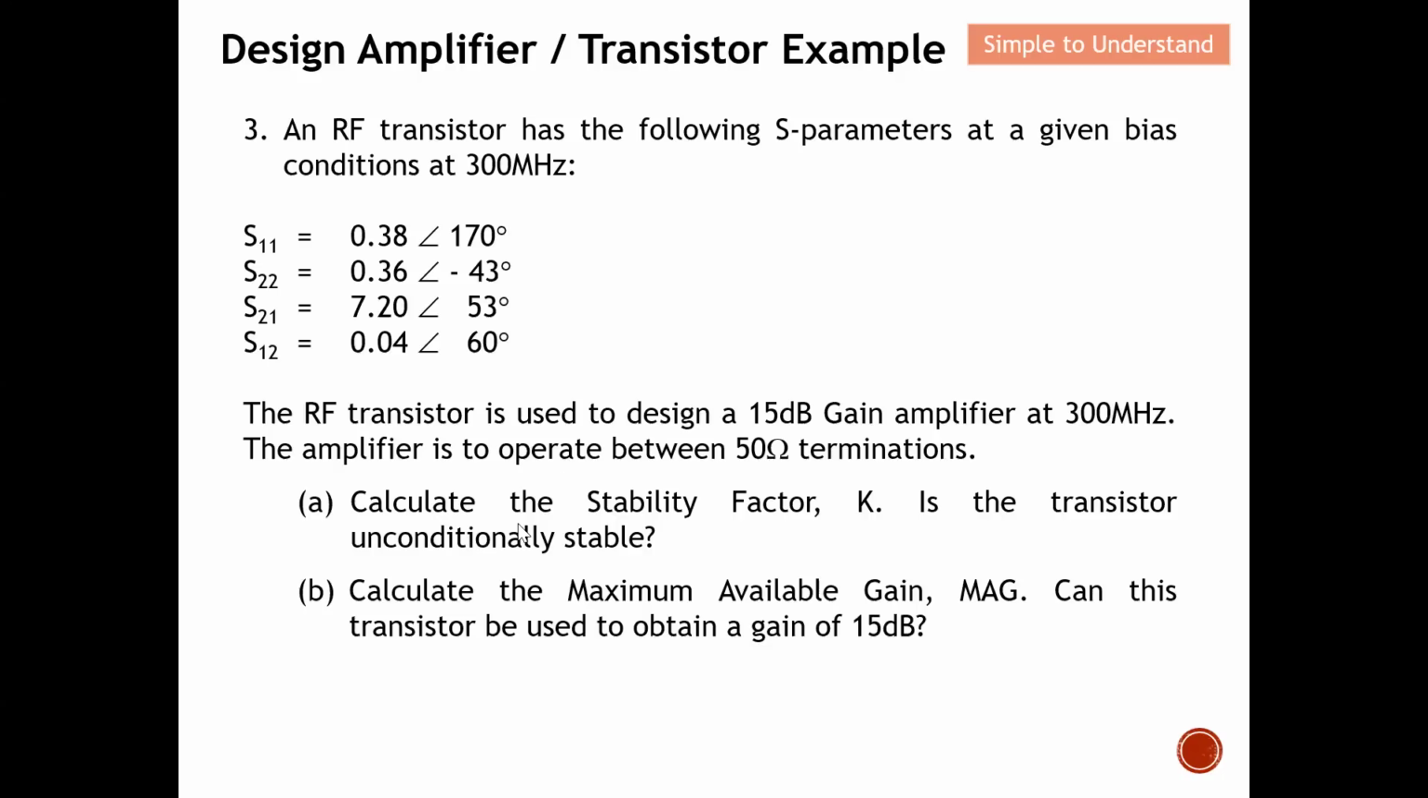Firstly, we need to determine whether the transistor is stable or not. So we need to calculate the stability factor. Once we calculate the stability factor, we will be able to determine whether the transistor is stable or not. Next, the question will also task us to calculate the maximum possible available gain, which means the highest possible gain that this transistor can achieve.